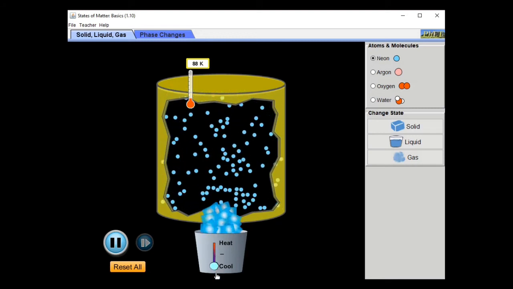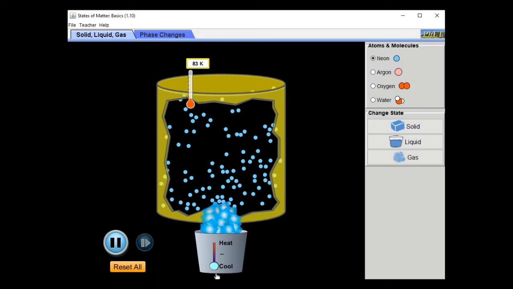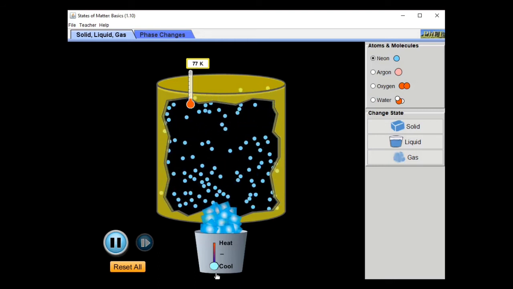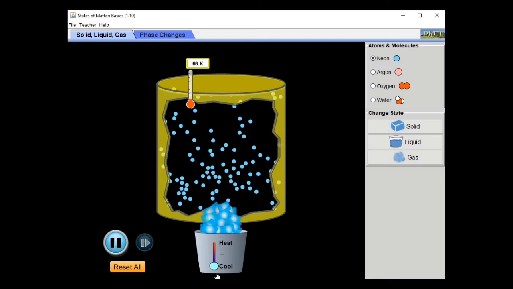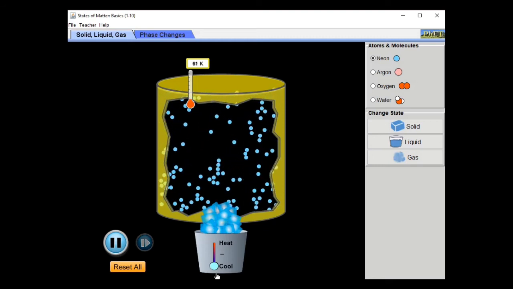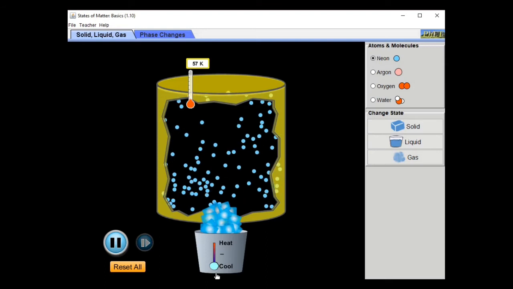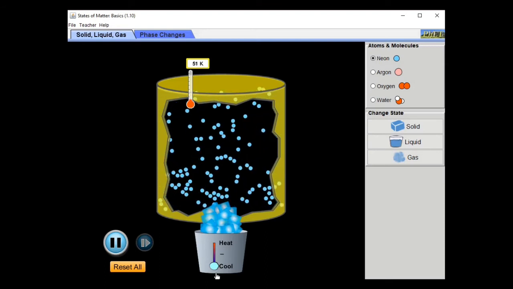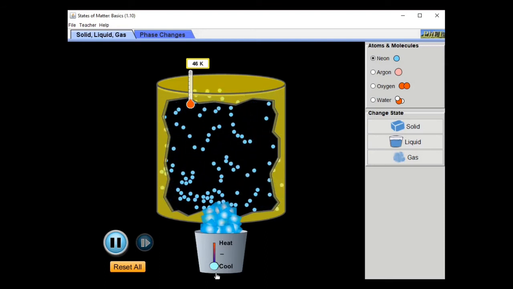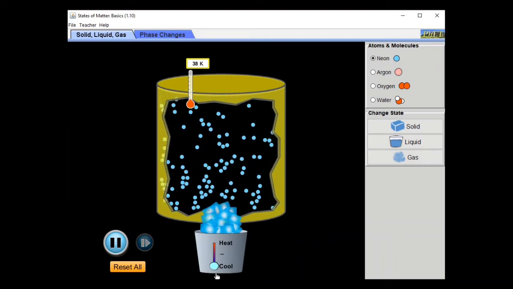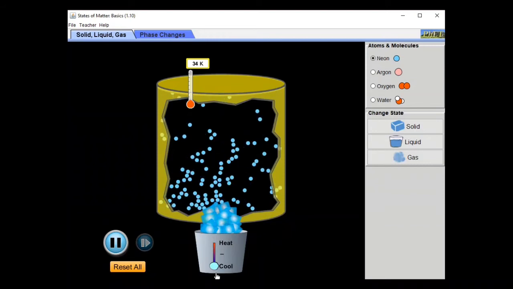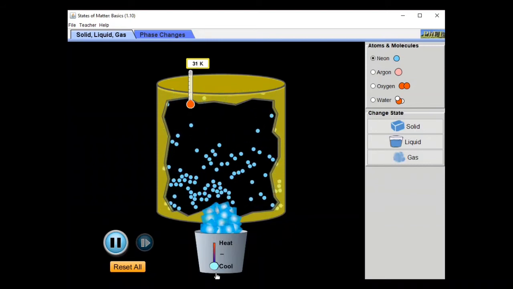Then let's try to cool this down. Let's decrease the temperature and observe what happens to the molecules. Okay, so you can see now that as you decrease the temperature, the molecules are moving at a slower rate. So the kinetic energy decreases.